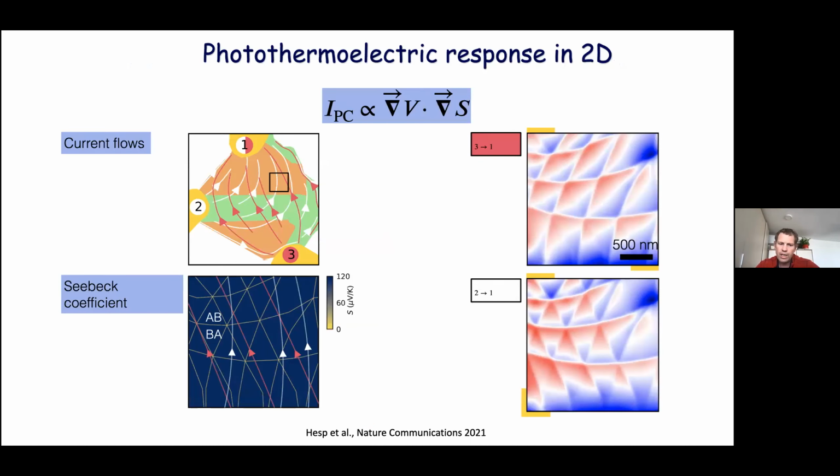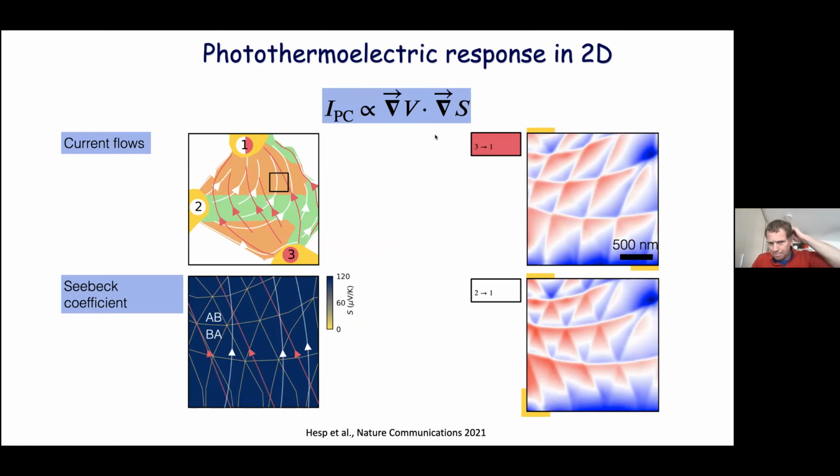So first of all, why is there actually this response? This can be understood from a photothermoelectric effect, which is basically understood from the light under the tip heating up electrons, and that heat then through the Seebeck coefficient leads to a photocurrent. And this photocurrent is then expressed in this way. This equation is rather simple, but let me explain it in a little bit more detail.